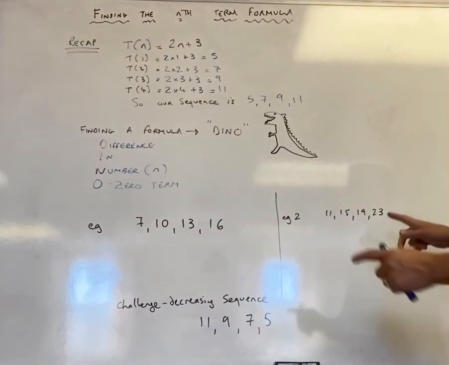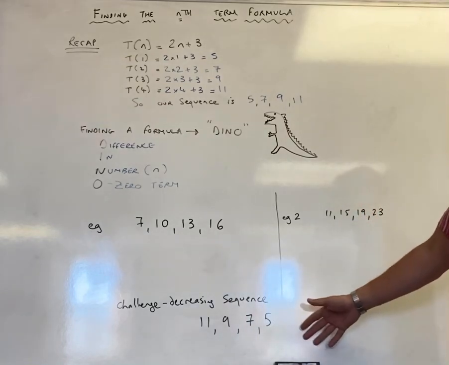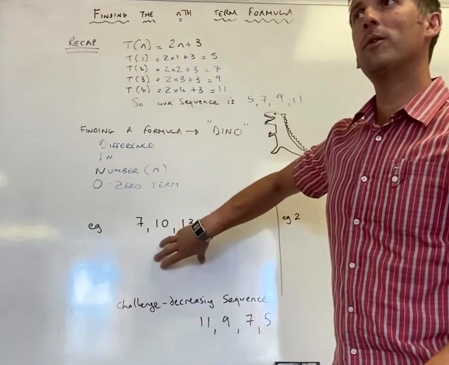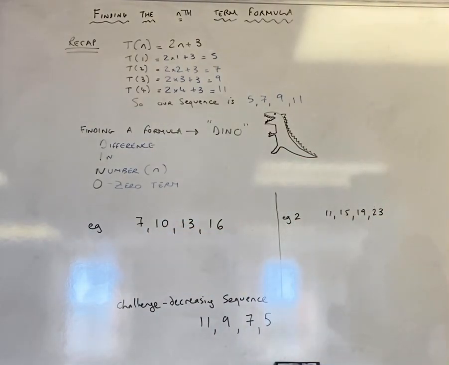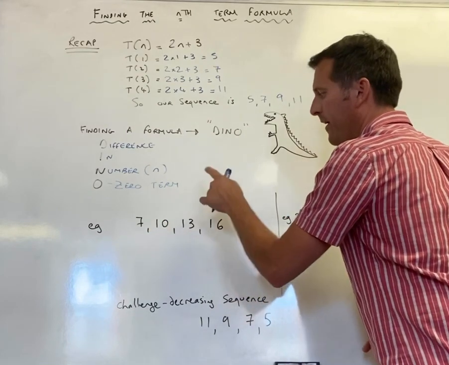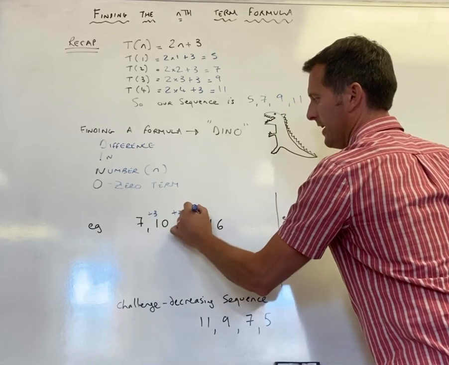So I've got 2 examples, which I want everybody to try and do and follow. And then I've got a challenge for those of you who are going to zoom on and try the extension work for today. But we're mainly focusing on the increasing sequences. So looking at this sequence then, you can see 7, 10, 13 and 16. This is going up in 3's each time.